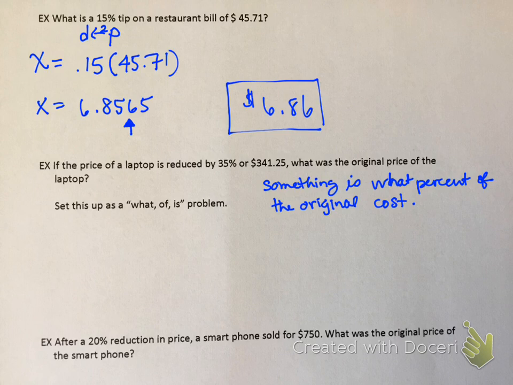Okay, so it says if the price of a laptop is reduced by 35% or $341.25, what is the original price of the laptop? Okay, so what do we have here? $341.25 is our something. Is means equals. What percent is 35% of the original cost? That's what we're looking for.